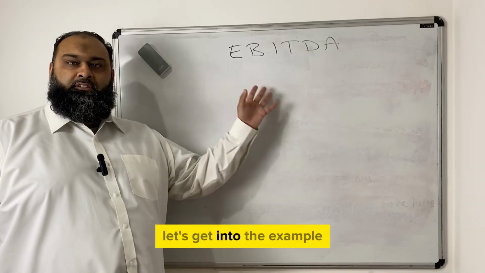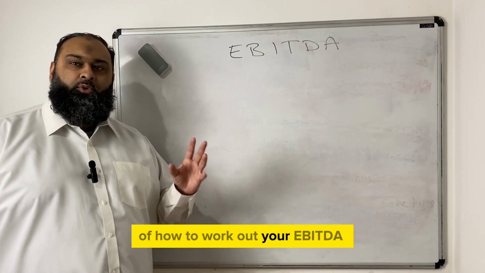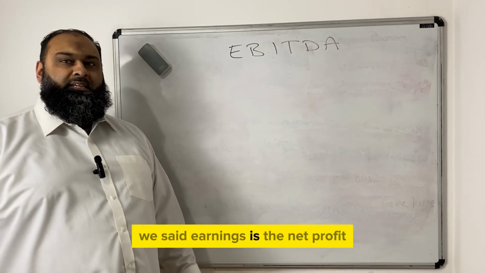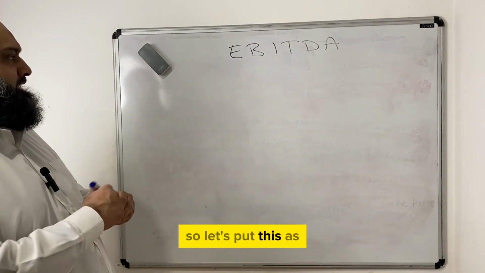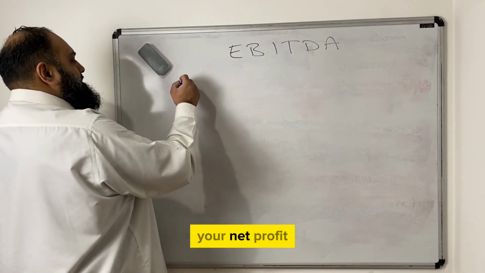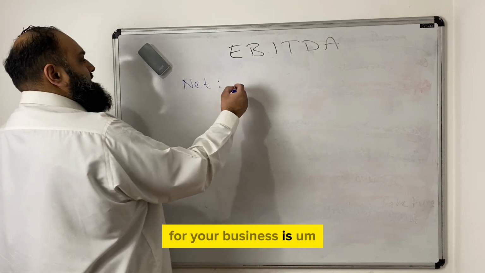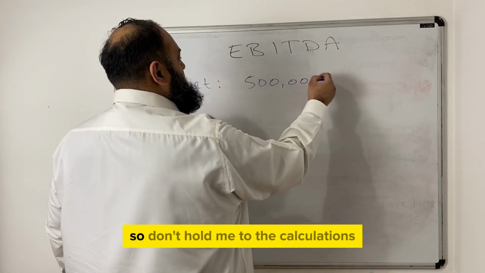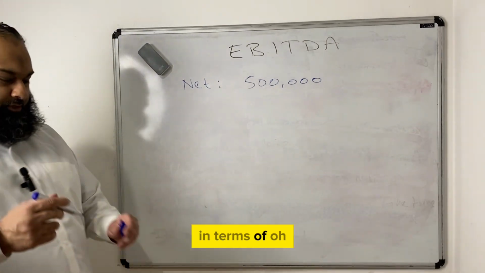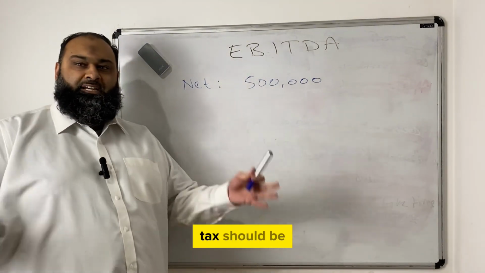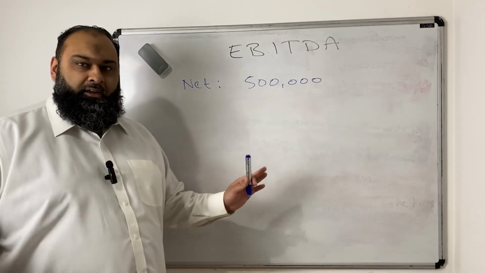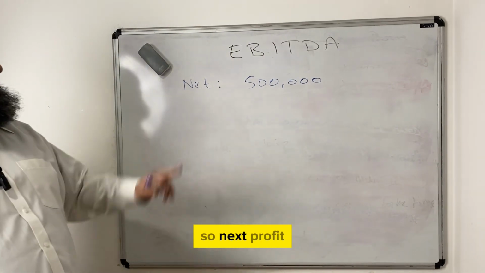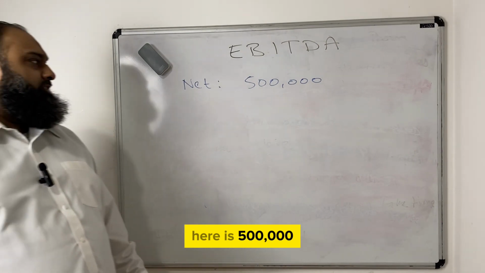So let's get into the example of how to work out your EBITDA as a business owner. Remember we said earnings is the net profit. So let's say the net profit for your business is 500,000. And again, these are made up figures, so don't hold me to the calculations in terms of how much corporation tax or interest should be. I don't care about that. So net profit here is 500,000.